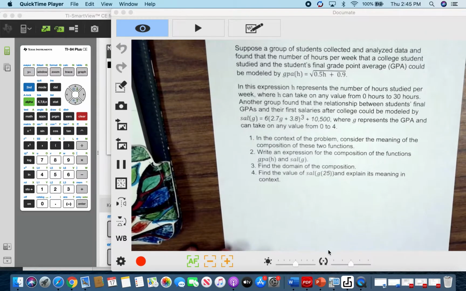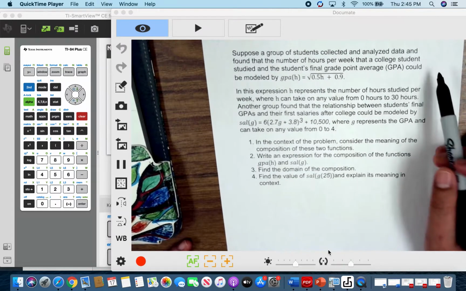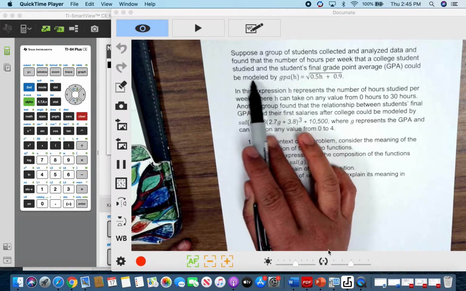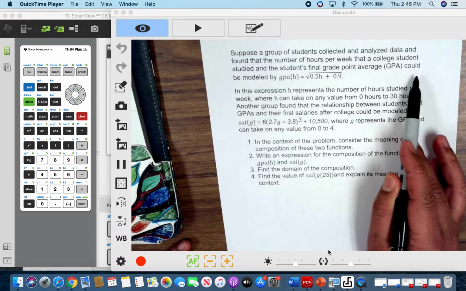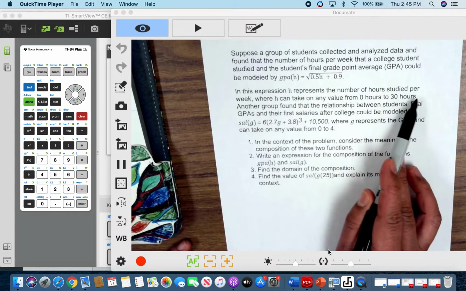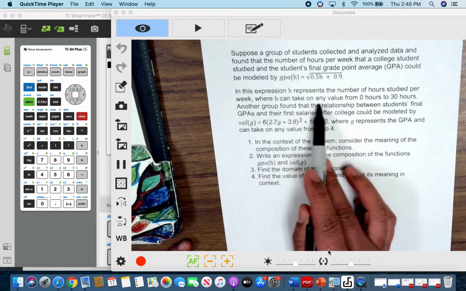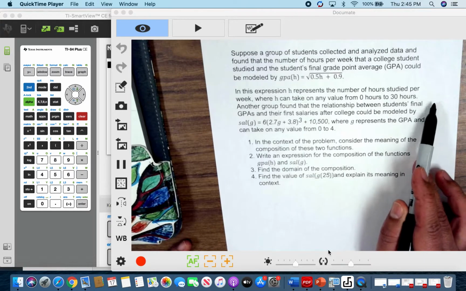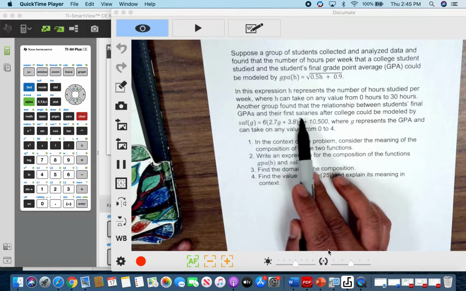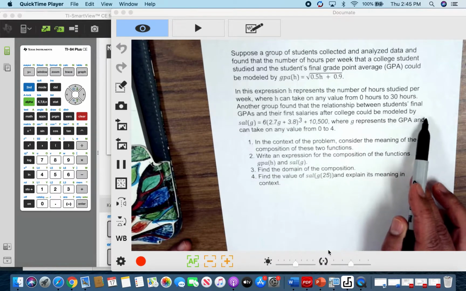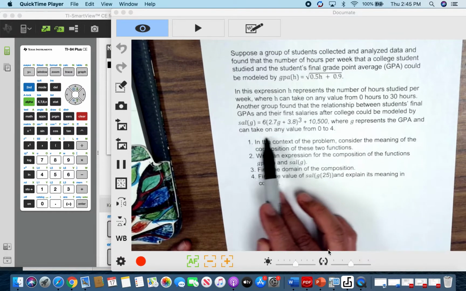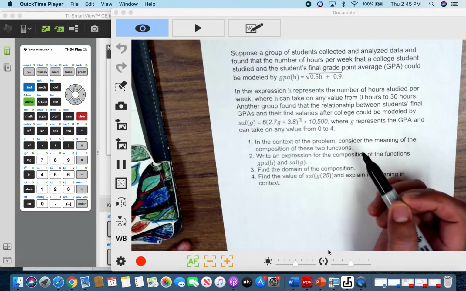Problem. Suppose a group of students collected and analyzed data and found that the number of hours per week that a college student studied and the student's final grade point average could be modeled by this function. In this expression, h represents the number of hours studied per week, where h can take on any value from 0 to 30. Another group found that the relationship between students' final GPA and their first salaries after college could be modeled by this function, where G represents the GPA and can take on any value from 0 to 4.